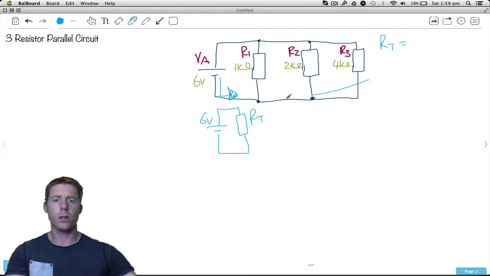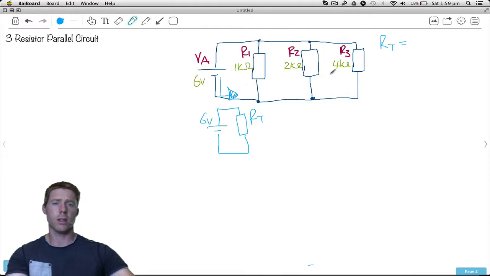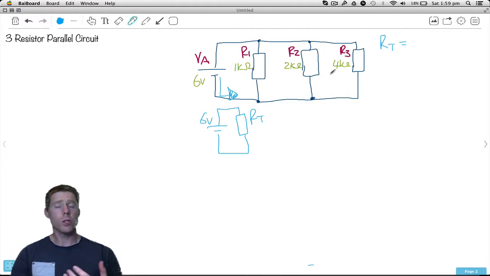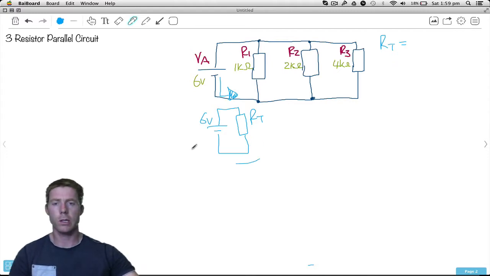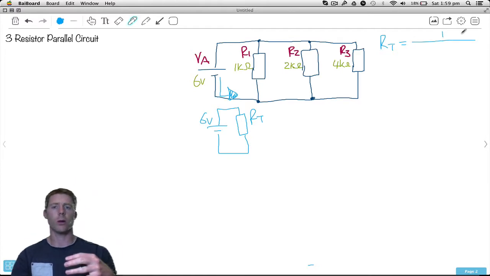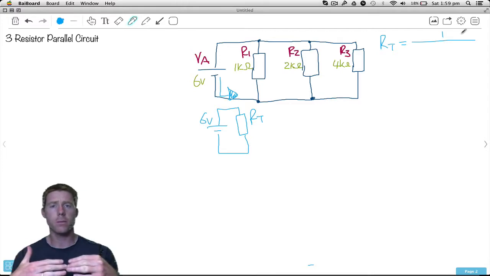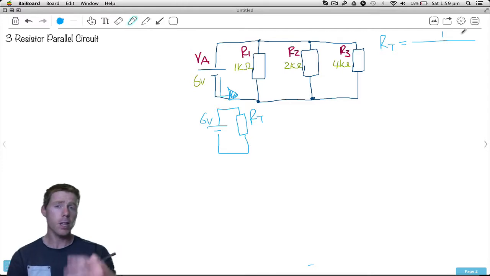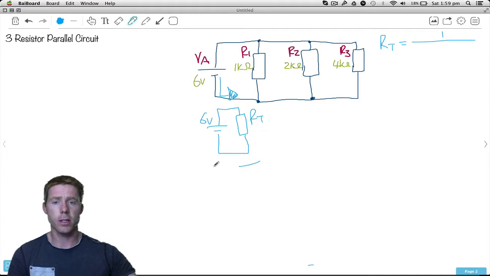And if you have a look, we've actually got 3 in this case. So we could use a product over sum, but we'd have to do it multiple times in order to get something that looks like this. So I'm going to go with the reciprocal method, which allows us to put all of these circuit calculations for R1, R2, R3 all in one smooth formula. And then once we've done that, we'll get the answer that we're looking for down here.